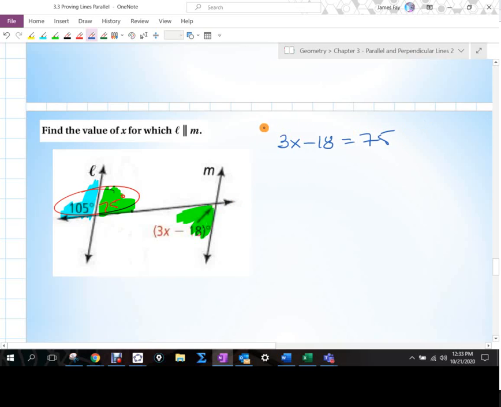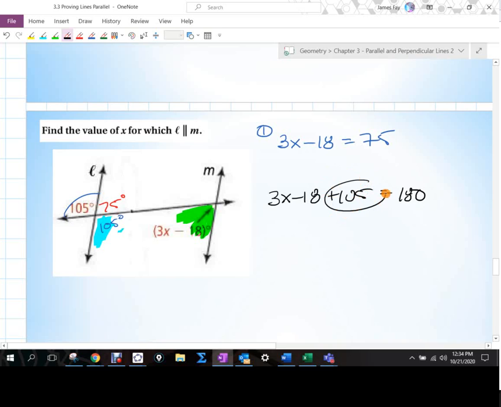Okay? I'm going to put a 1 right there on that, because what I'm going to do is a different way. Did anybody recognize that they could have made this 105 come down here? Okay? So what would you recognize then about that blue angle and this green angle? They're supplementary. So could I say 3x minus 18 plus 105 equals 180? Okay. Are those two different equations? If you subtract 105 from both sides, you end up with the same thing, don't you, eventually?